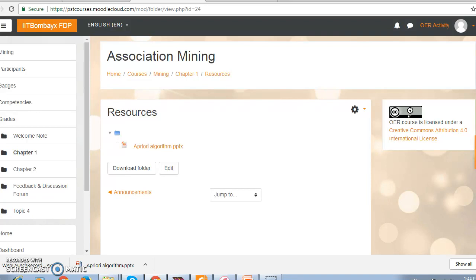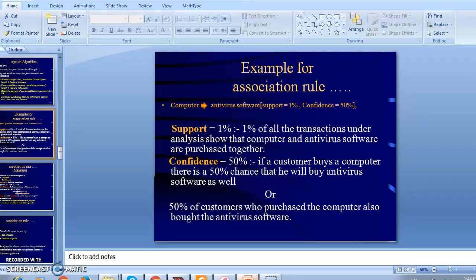You can find this PPT under the resource folder termed apriori algorithm.pptx. So let us start with an example of what association rule mining is.